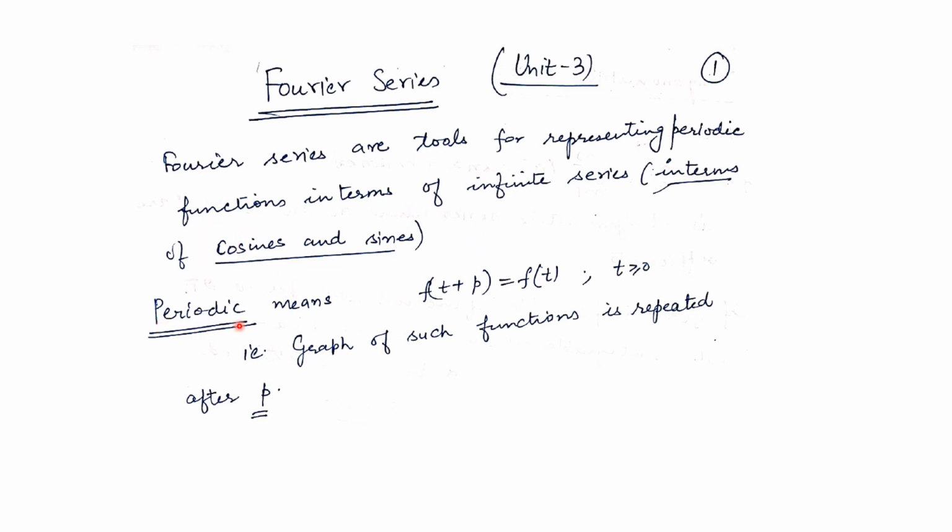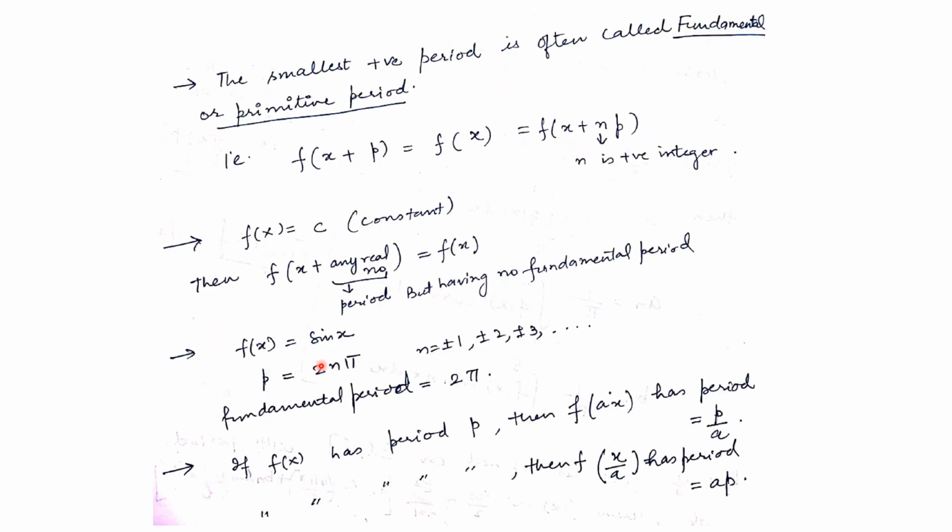Now what do you mean by a periodic function? A function f is said to be periodic if f of t plus p is equal to f of t, where p is the period of this function, meaning the graph of such a function is repeated after p. The smallest positive period is often called the fundamental period or primitive period.